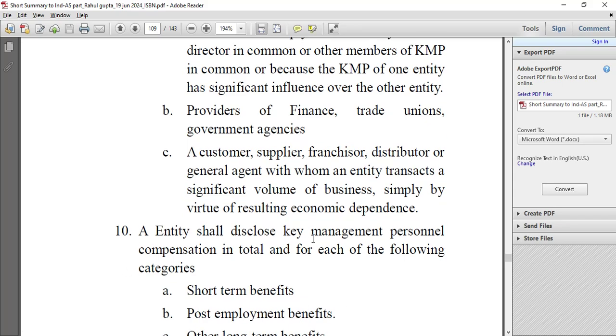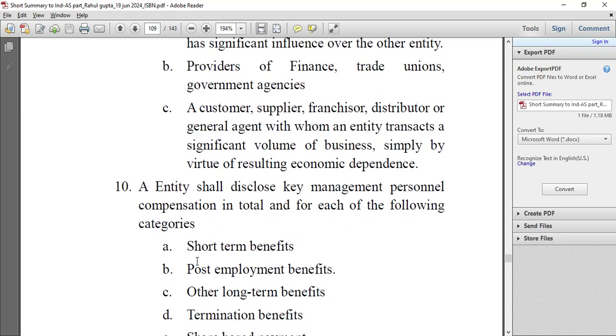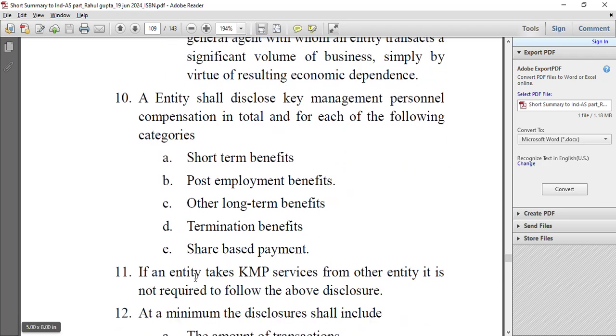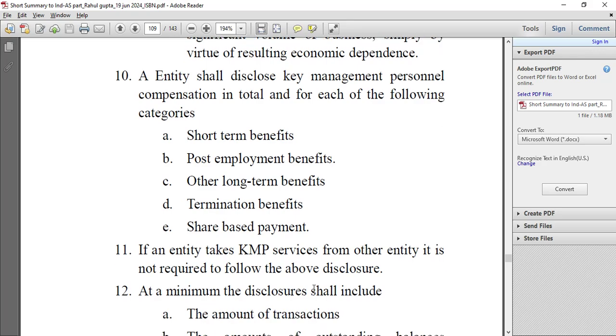An entity shall disclose key management personnel compensation in total and for each of the following categories: short-term benefits, post-employment benefits, other long-term benefits, termination benefits, and share-based payment. If an entity takes key management services from another entity, it is not required to follow the above disclosure.